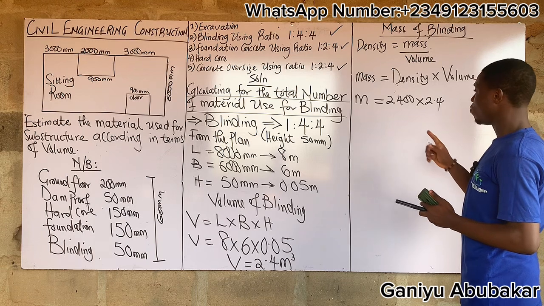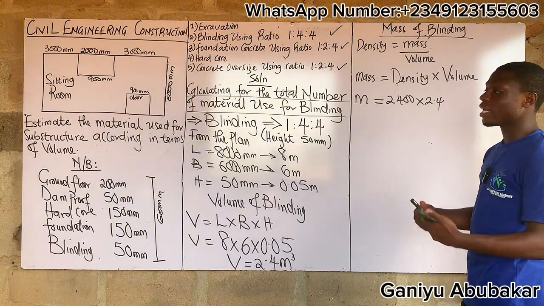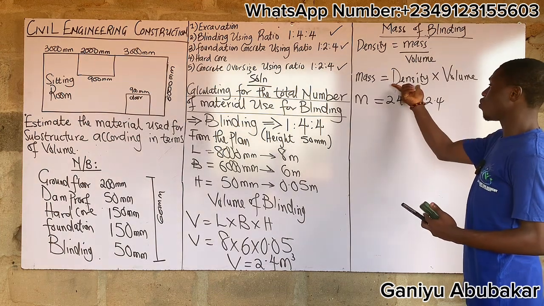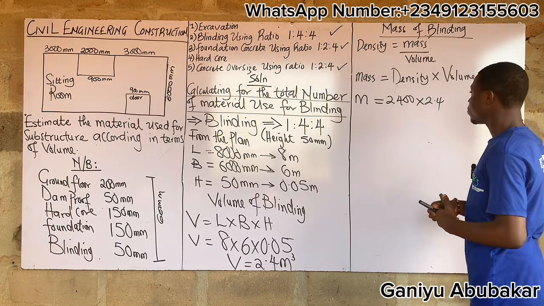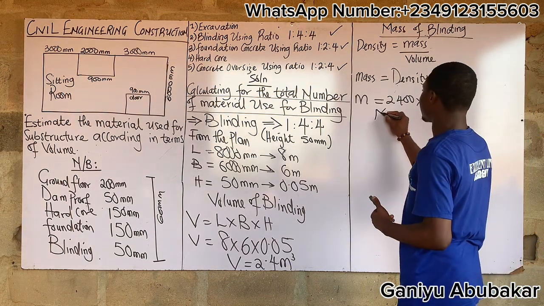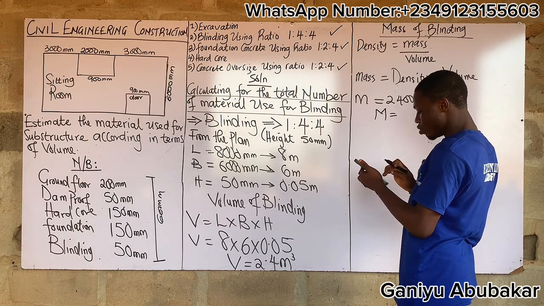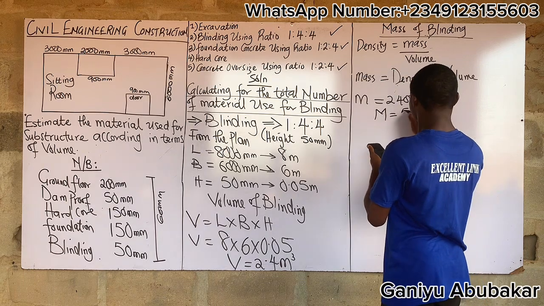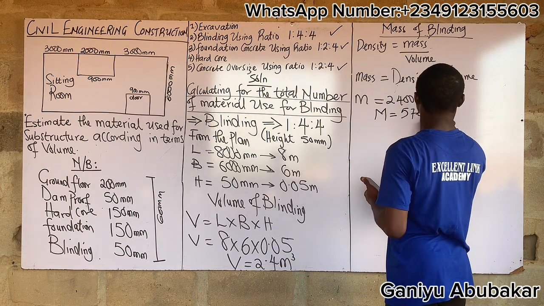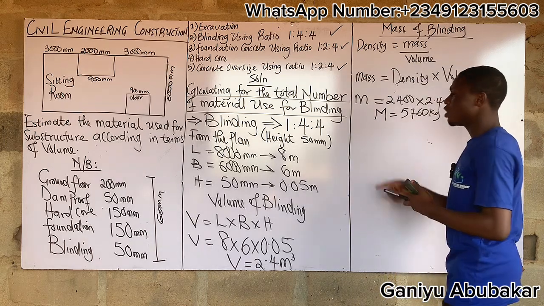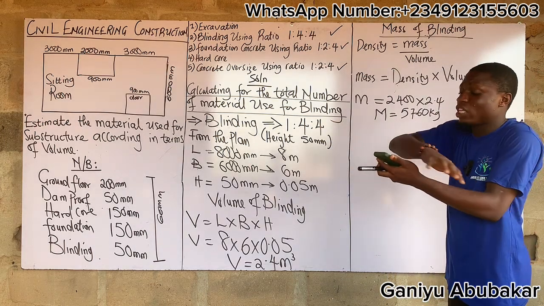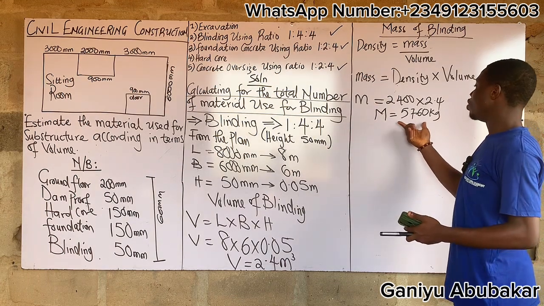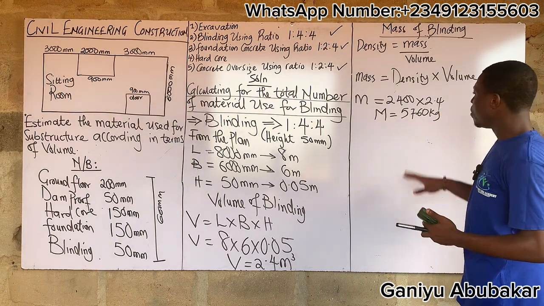We should know this before now, because I said watch our previous classes on how to calculate the number of cement and granite so that you can understand this concept. The density of concrete is 2400, a constant value, please. Times volume, so my mass becomes 2400 times 2.4. I have about 5760 kilogram. So for this blinding, after construction, if I carry the concrete blinding on a scale, it should give me this weight. That's my mass of blinding.